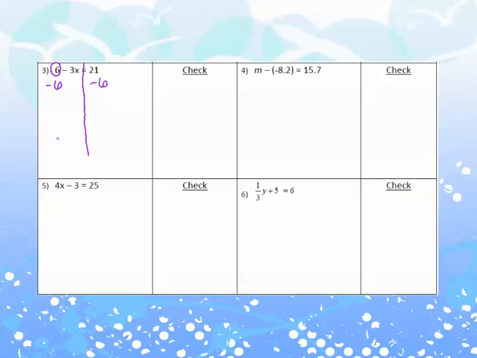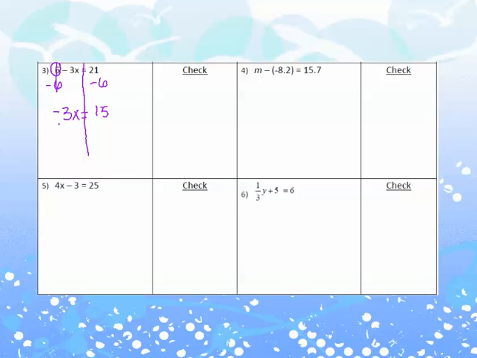So I'm going to subtract 6 from both sides. These are opposites, so they cancel. I'm left with negative, don't forget that negative 3x is equal to 21 minus 6. Well, 21 minus 6 is 15.